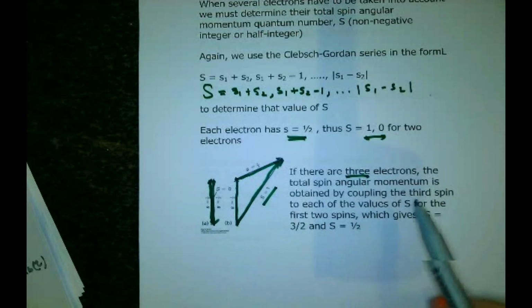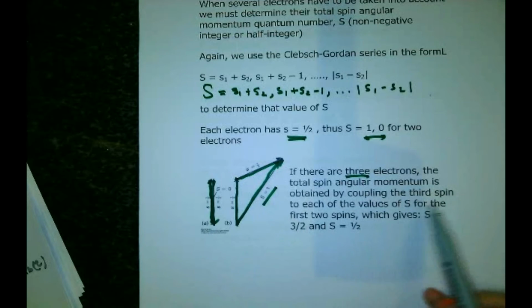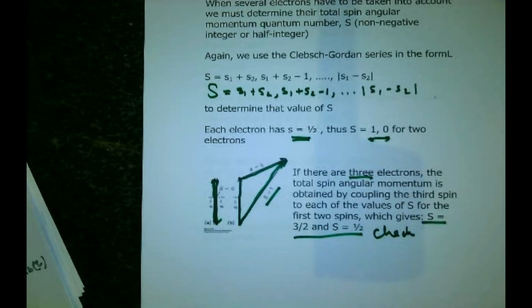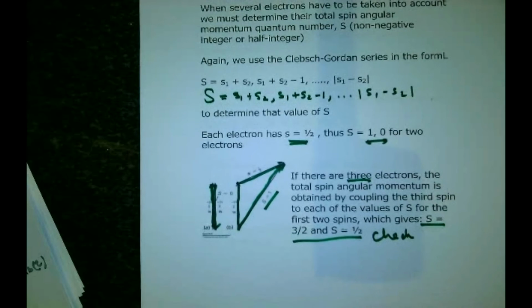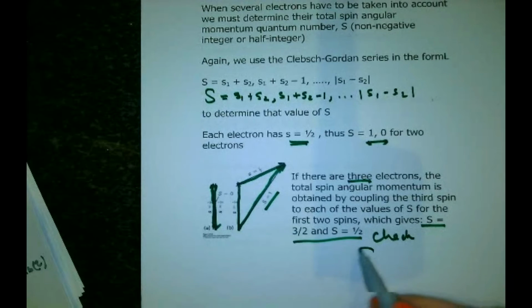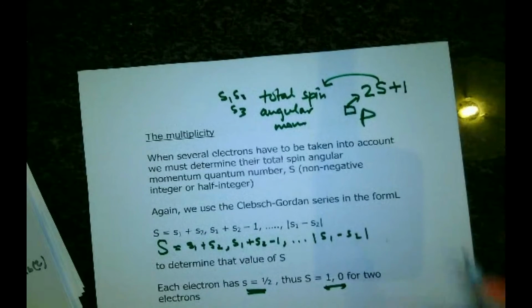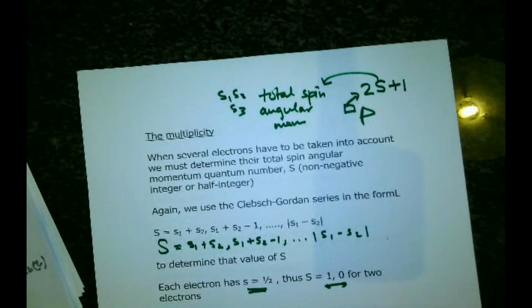If there are 3 electrons, we first couple the first two spins, and then we couple the third, and then you get a total spin angular momentum of 3 over 2, or a half. So I want you to go and check and confirm that you agree with that. We've done a similar example for orbital angular momentum. This is just for spin angular momentum. So once you have uppercase S, you can get multiplicity, which is just 2 times uppercase S plus 1. And that is what you put as a superscript on the left hand side of the symbol.